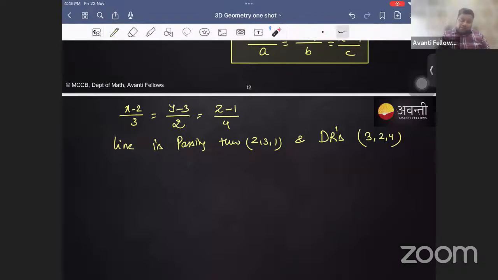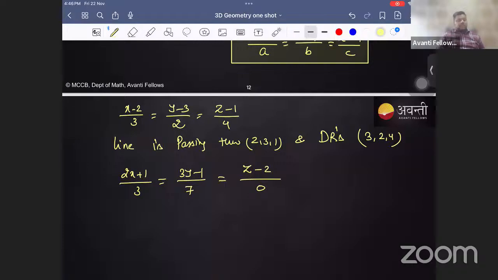2, 3, 1 is what? It is where the numerator gets 0. The line is passing through 2, 3, 1 and along 3, 2, 4. Now if I write another line, say (2x plus 1) upon 3 is (3y minus 1) upon 7 is (z minus 2) upon 0.